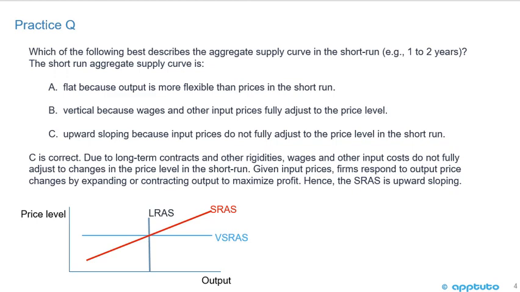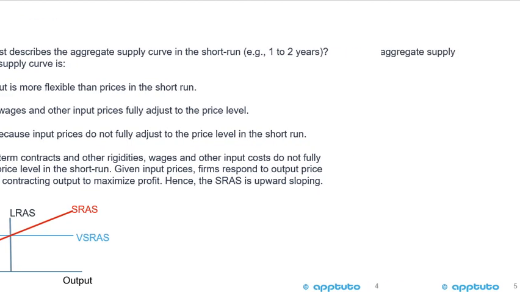So C is correct. Due to long-term contracts and other rigidities, wages and other input costs do not fully adjust to changes in the price level in the short run. Given input prices, firms respond to output price changes by expanding or contracting output to maximize profits. Hence, the short-run aggregate supply curve is upward sloping.